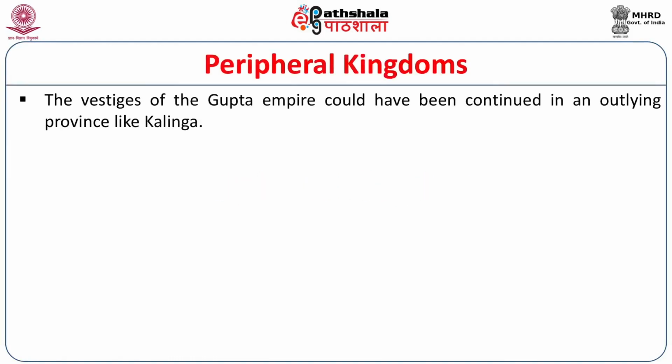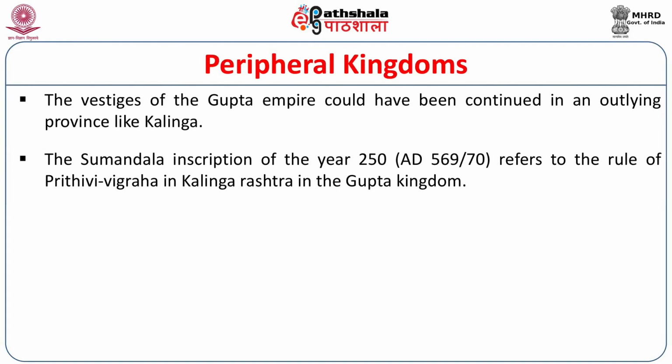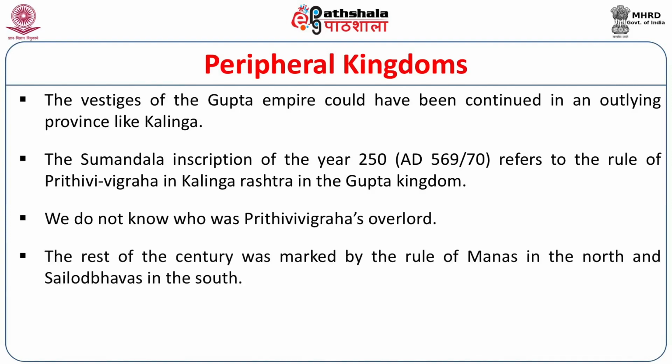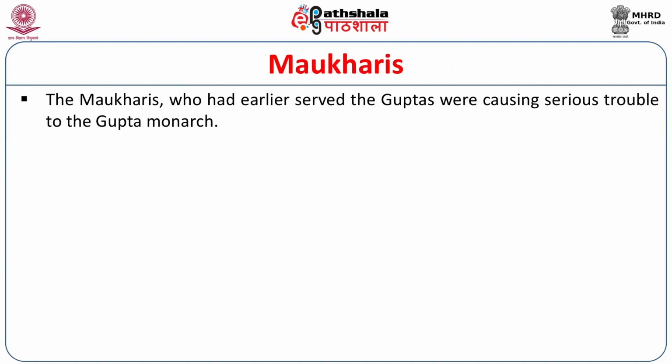Let us look at the region in eastern India, Kalinga, which was the outlying province of the Guptas. Here we have the Sumandala inscription of the year 250, which is dated to 569-70, and refers to the rule of Prithvi Vigraha in Kalinga Rashtra in the Gupta kingdom. We do not know who was Prithvi Vigraha's overlord, but it seems that there has to be somebody from the Gupta kingdom. The rest of the century is marked by the rule of the Manas in the north and the Shoiladbhavas in the south. So here ultimately they were doing away with the Gupta monarchs.